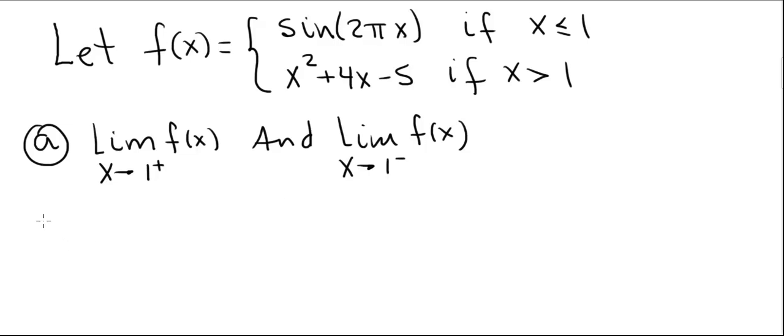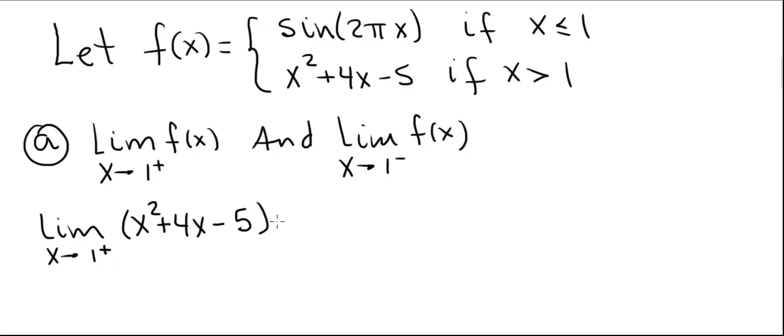Let's start with the right-handed limit. So the limit as x approaches 1 from the right is computed by noticing that for values of x bigger than 1, the function is defined by x squared plus 4x minus 5. And so that's what we want to evaluate, the limit as x approaches 1 from the right of x squared plus 4x minus 5. As x gets closer and closer to 1, our answer is 0. The right-handed limit is 0.